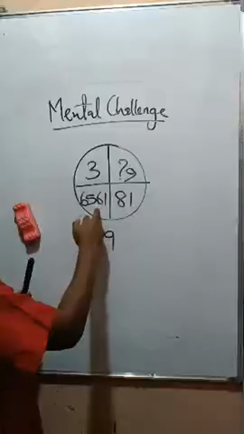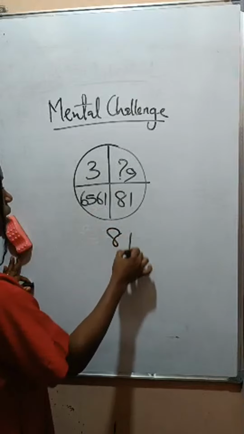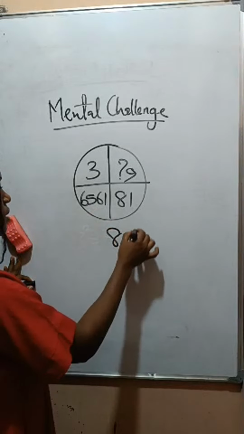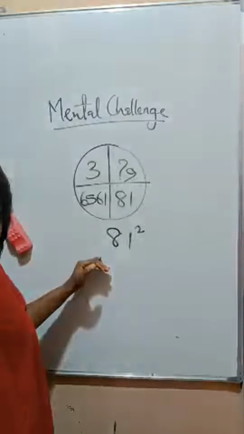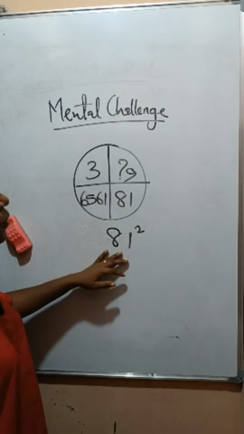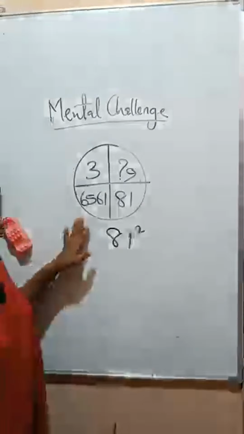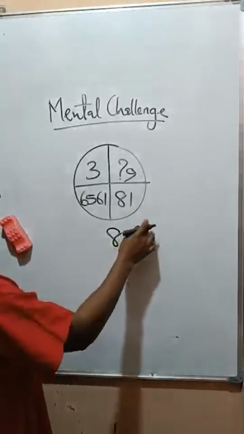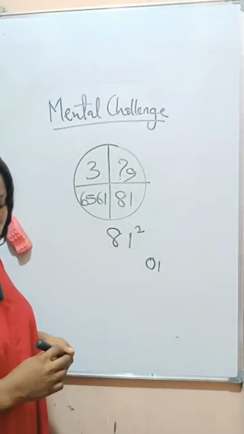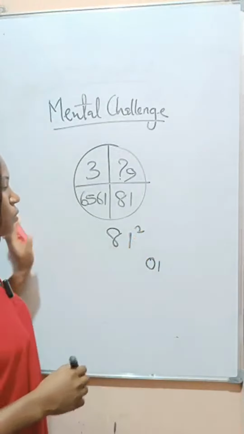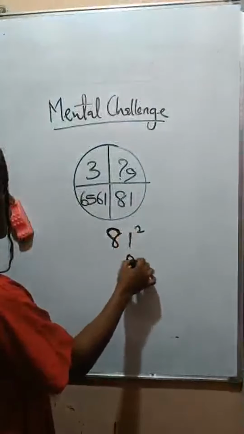And 81 squared is 6561. Now let me give us a math trick. This one is a bonus. This is how you square 2-digit numbers without a calculator. So 1 squared is 1, but ensure you write this as a 2-digit number. So we write 0, 1.